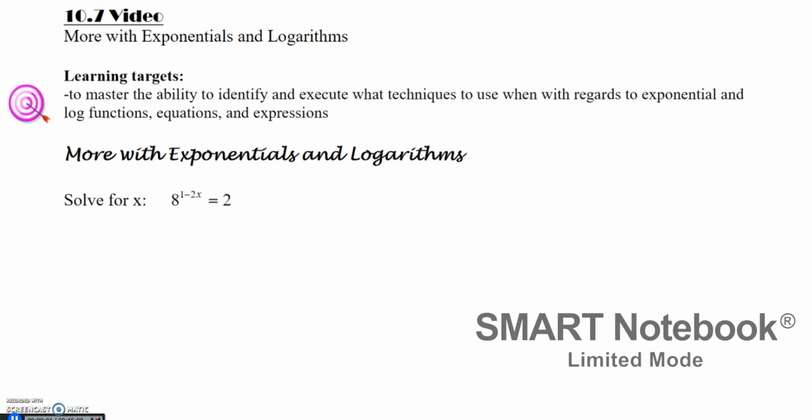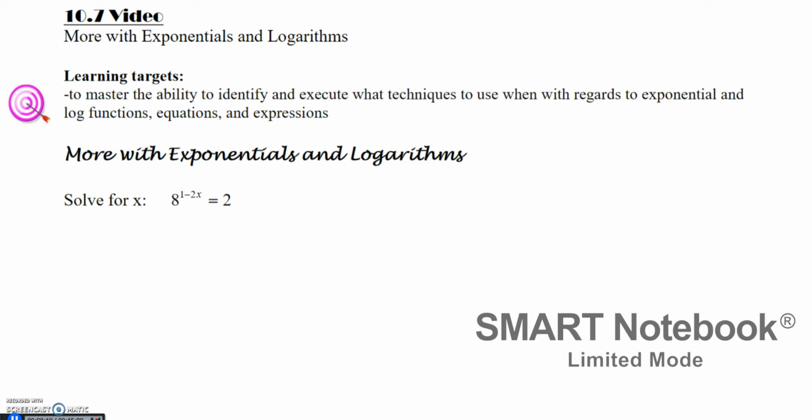Hello everybody, welcome to the last video in Unit 10, 10.7, where we're going to be doing a mix of solving equations, graphing logs, and graphing exponents, just to get you to figure out the best way to solve each one. And so let's start here with number 1, and it asks you to solve for x.